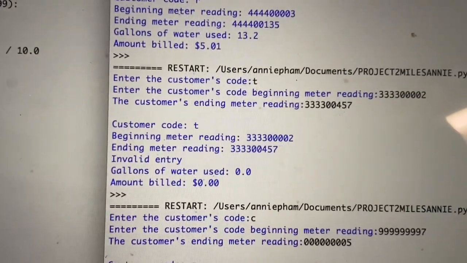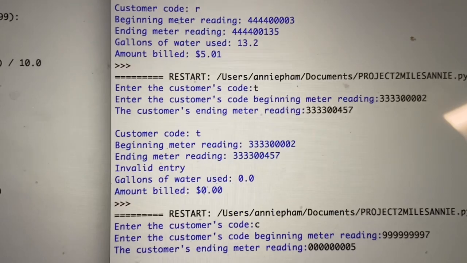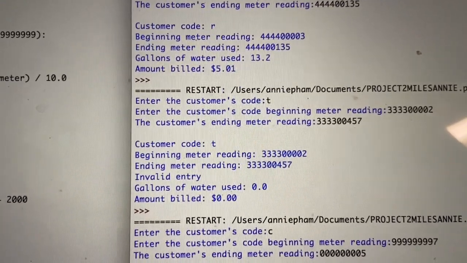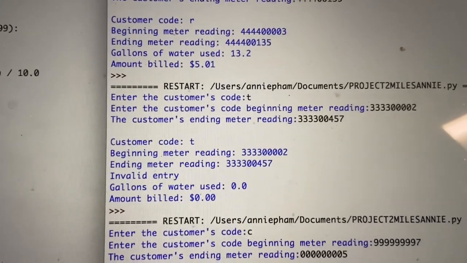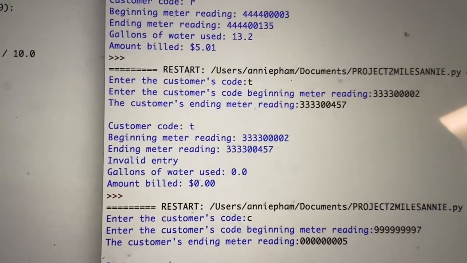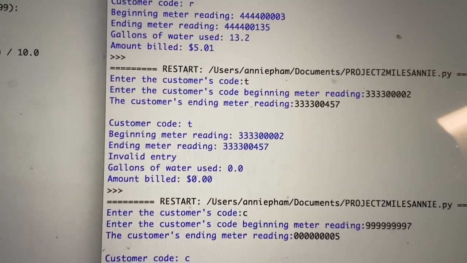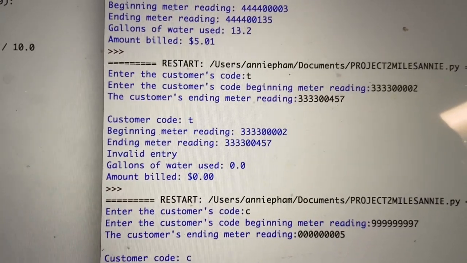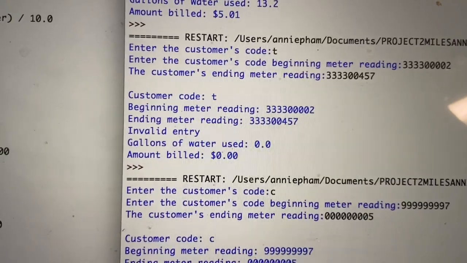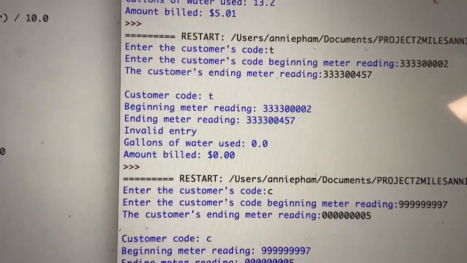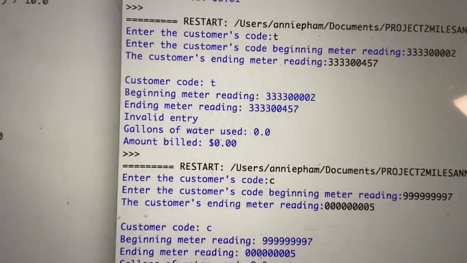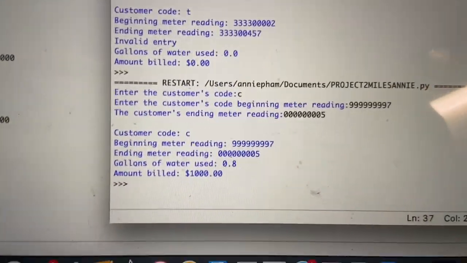For our second sample run, we decided to use a customer code that's not within the range of R, capital R, C, capital C, nor I, capital I. But anyways, when we enter T, we will still be prompted to enter the beginning water meter reading and its ending. In return, we will get those printed back out, but since it was not within the range of the customer code, it'll be an invalid entry, and the gallons of water used and amount billed will both be shown as 0.